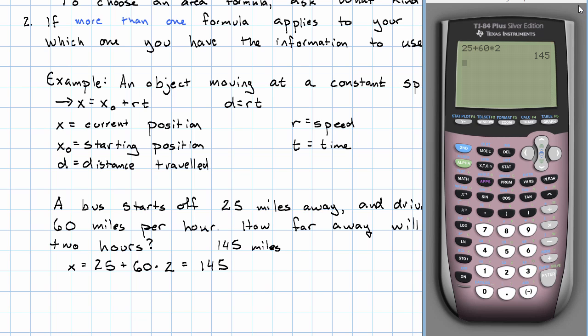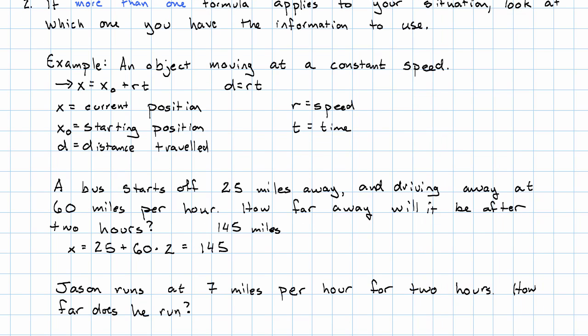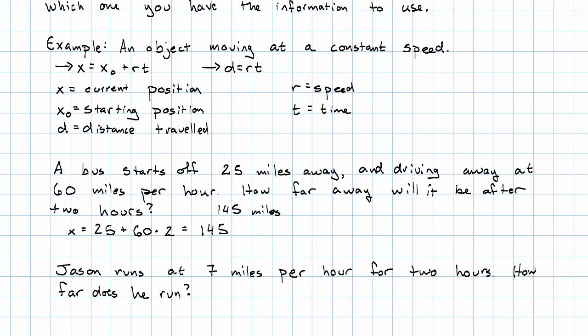On the other hand, if you have the question, Jason runs at 7 miles per hour for 2 hours, and you want to know how far he runs, well, in this problem, you aren't interested in his actual locations. You're just interested in the distance that he travels. So in this situation, you would say distance is his rate, 7 miles per hour, times 2 hours is 14. So in this case, he runs 14 miles.